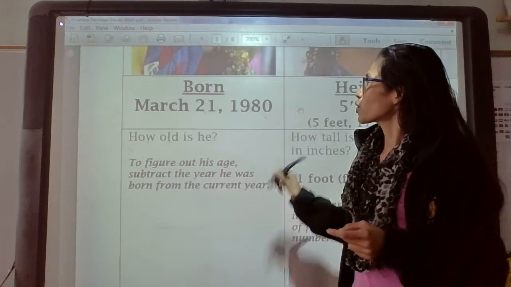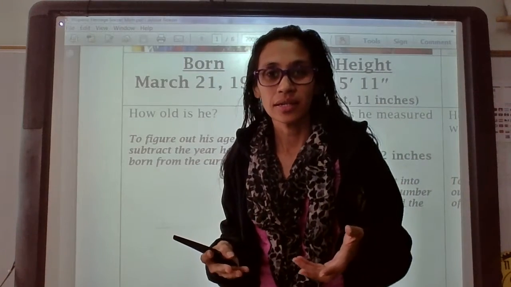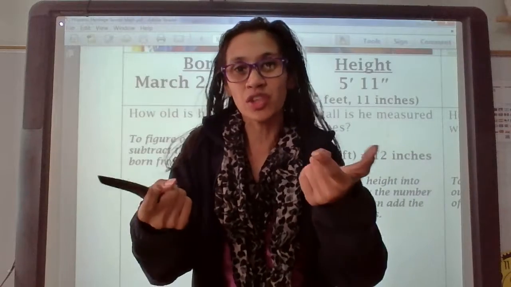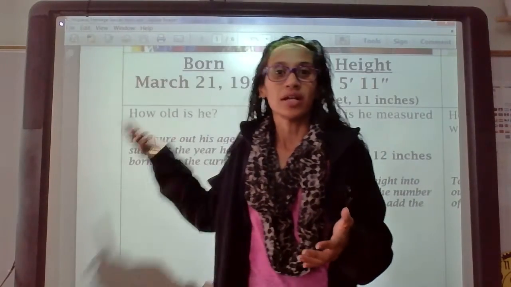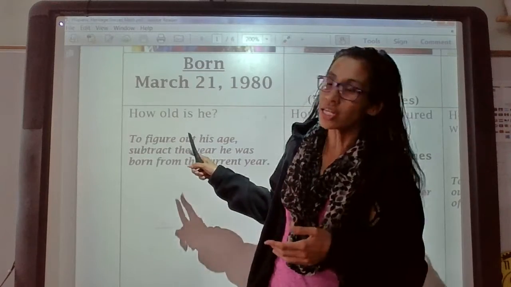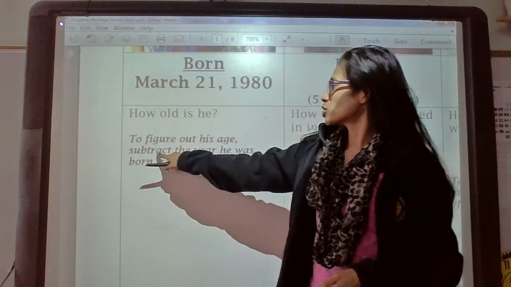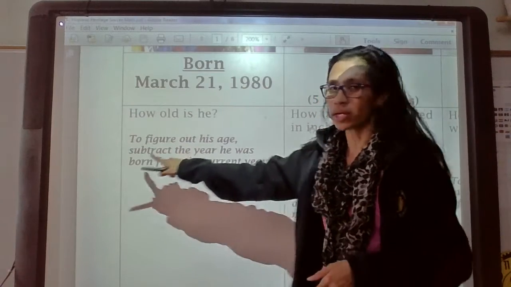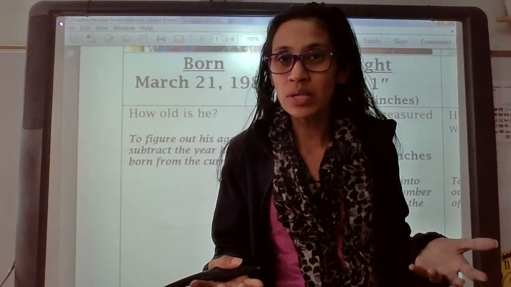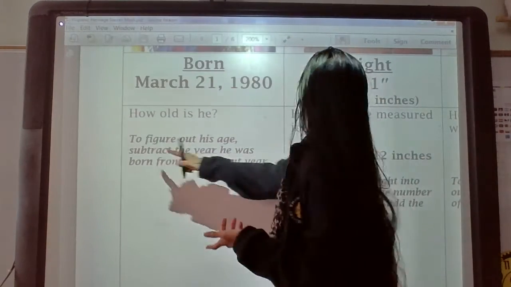Okay. So the first question you see is, how old is he? Well, I don't know. I didn't talk to him, and I know you didn't talk to him either, but we can use the year he was born to figure that out. So here's the hint. It says to figure out his age, subtract the year he was born from the current year. So what operation do we need to do? We need to subtract. Right there, subtract.